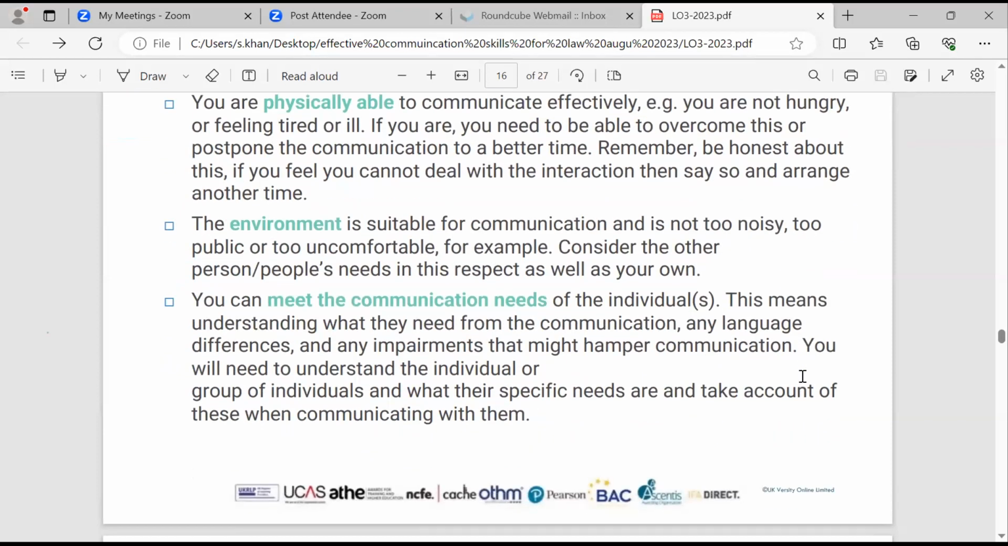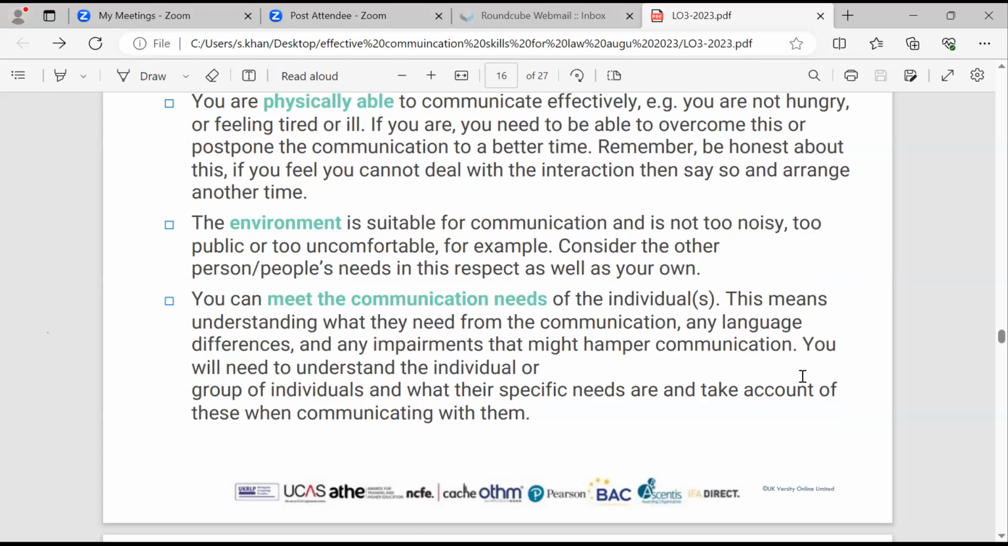The environment is suitable for communication: not too noisy, as we mentioned earlier, too public, or too uncomfortable. For example, consider the other person's needs as well as your own. You can meet the communication needs of the individual. This means understanding what they need from communication. So any language differences, any impairments that might hamper communication, you will need to understand the individual or group of individuals and their specific needs, and take them into account when you are communicating with them.